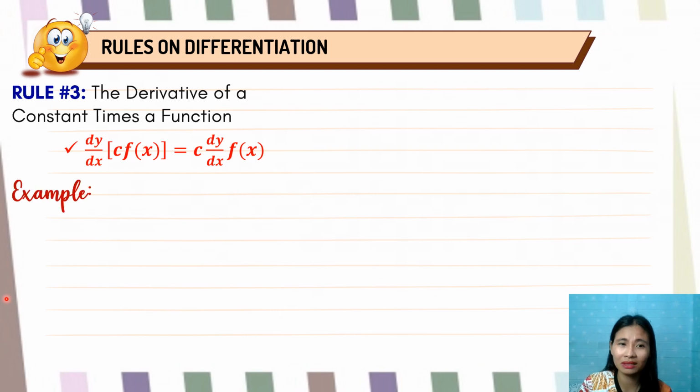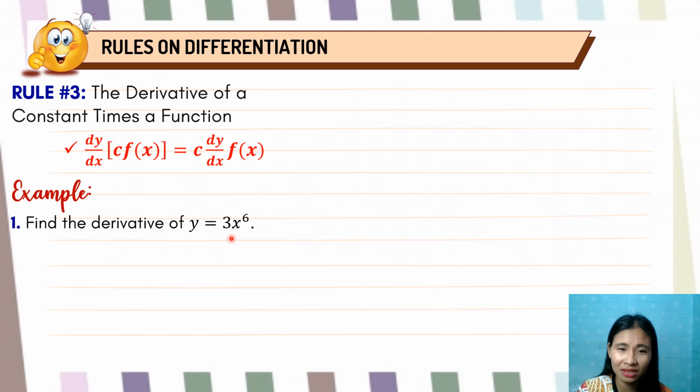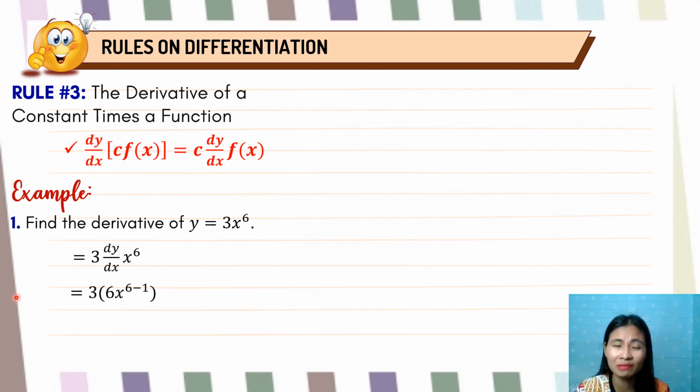So what do I mean by that one? Let's have an example. Find the derivative of y is equal to 3x cubed. 3 here is considered as our constant, while x exponent 6 is considered as our function. So the expression is just equal to, we let the constant 3 out of the derivative. That is 3 times dy over dx of x exponent 6, which means we are only going to derive x exponent 6. And deriving that one, that is 6 times x exponent 6 minus 1.